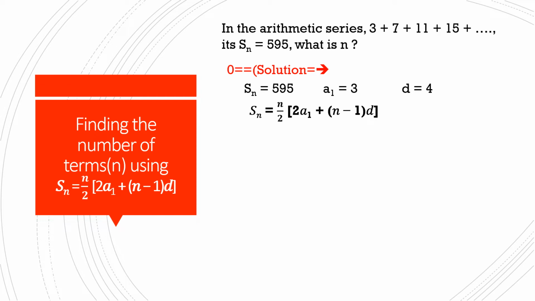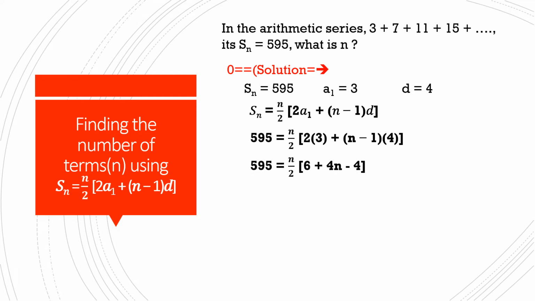Okay, now using the formula, that is S sub n is equal to n over 2 times the quantity 2a sub 1 plus the product of n minus 1 and d. So again, substitute all the given information. Our S sub n is 595. Our a sub 1 is 3, while the d is 4. So 2 times 3 is equal to 6. And then 4 times n minus 1 is 4n minus 4.